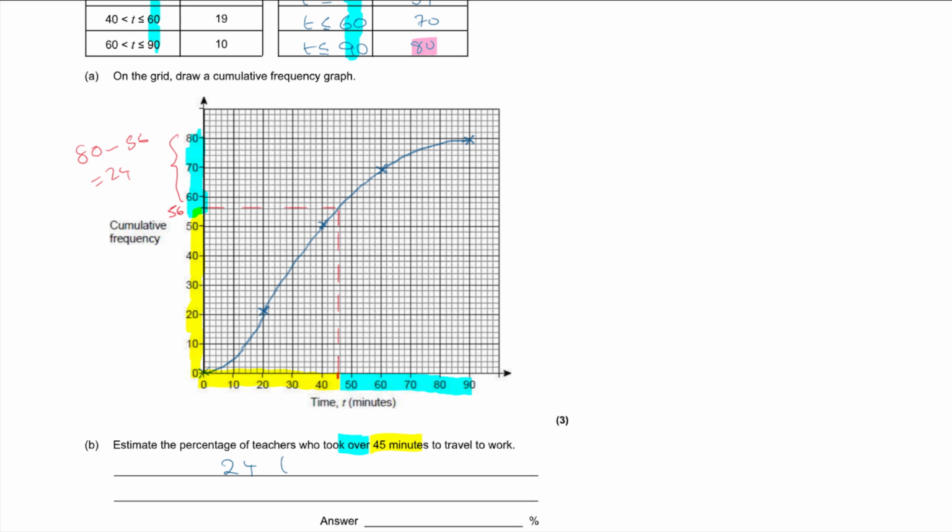So 24 teachers. I think it wants us in a percentage form here. Estimate the percentage of teachers. So if there are 24 teachers and there are 80 teachers altogether, then the percentage is going to be 24 over 80, isn't it, written as a percentage? What's that then? 24 over 80 times 100. 24 divided by 80 times 100. I make that 30. That's 30%.